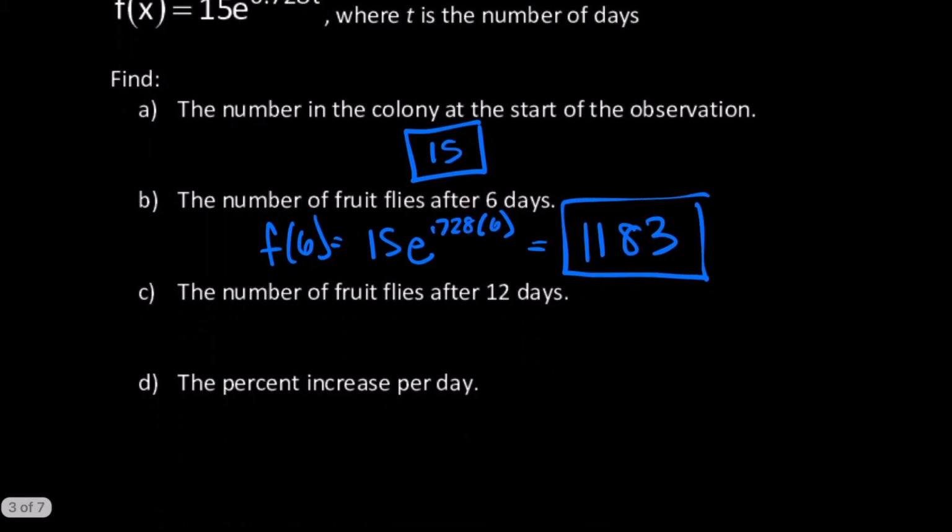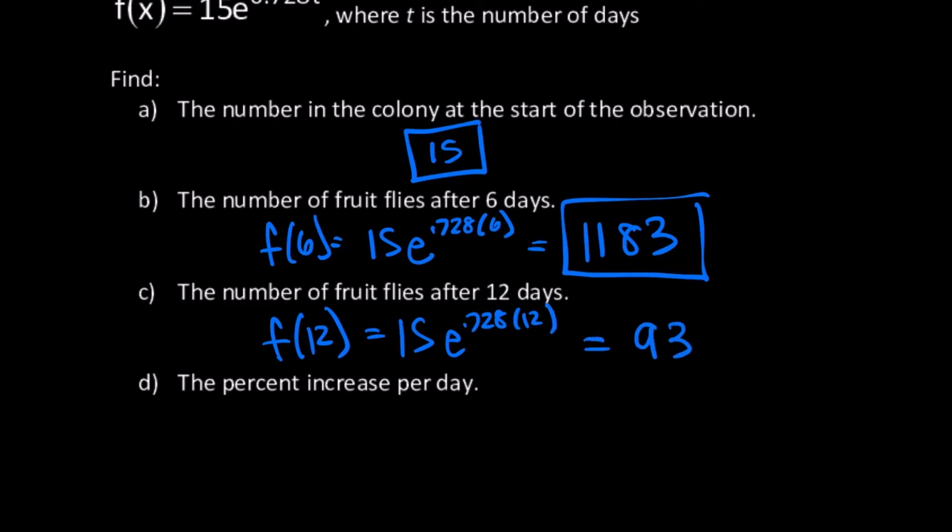Number of fruit flies after 12 days. Okay, it's just another calculator exercise. Throw in 12.728 times 12, and in your calculator there, it would give you 93,344.